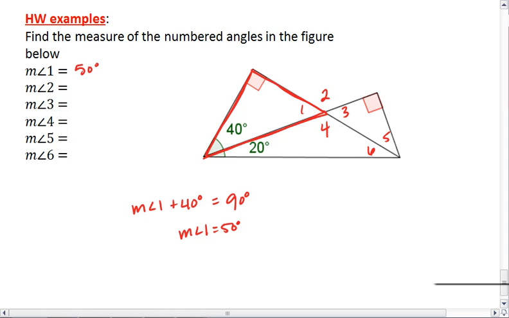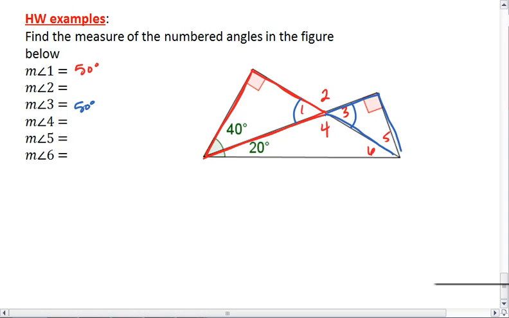Since the measure of angle 1 is 50 degrees, then its vertical angle must also be 50 degrees. So angle 3 is also 50 degrees since 1 and 3 are vertical angles, and vertical angles must be congruent.